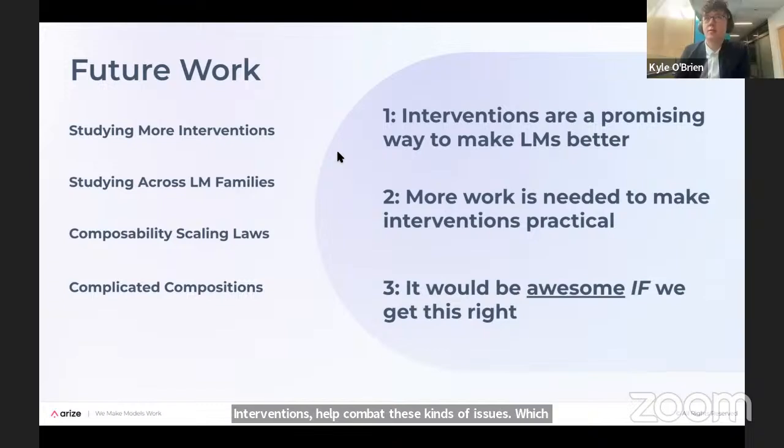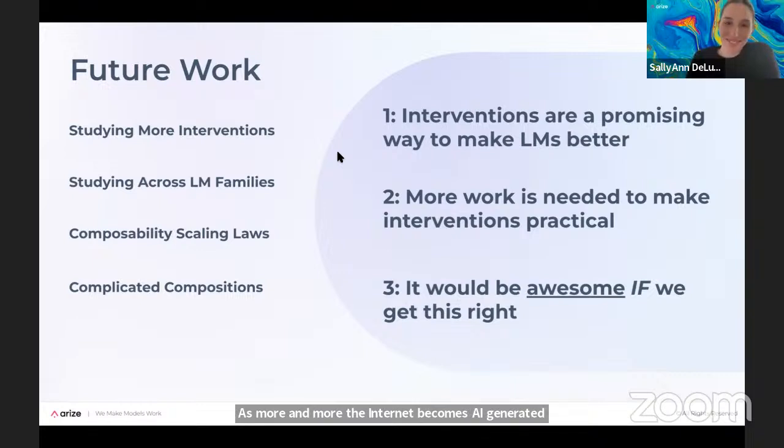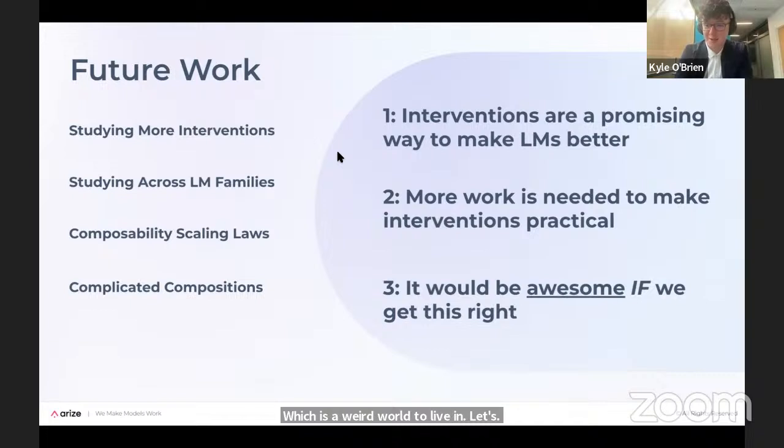That's interesting. If I understood the question correctly, it's this idea that as more and more of the internet becomes AI generated, which is a weird world to live in, super meta, take a step back and remember this. But anyways, future models are going to be trained on more and more AI generated data. And there's been some research that suggests that if you train models on AI generated data, you get some sort of collapse where models begin to get worse.